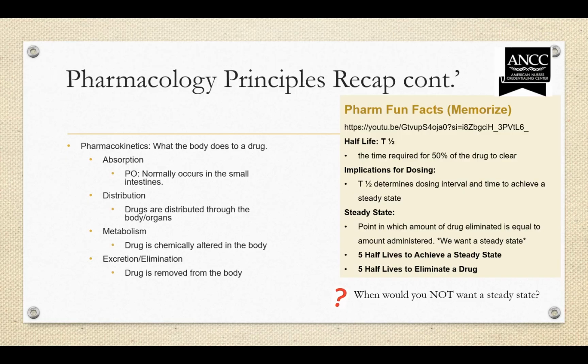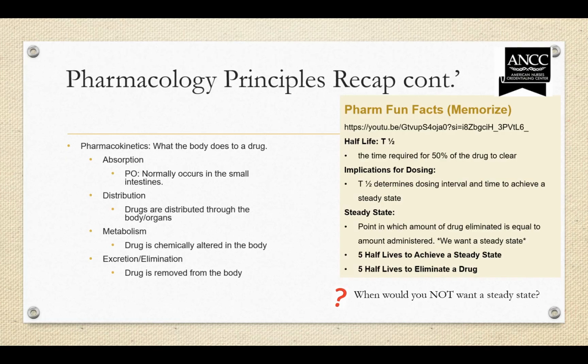You also need to understand and memorize that it takes 5 half-lives to achieve a steady state. And so, what is a steady state? A steady state is when the amount of drug being administered into the body is equal to the amount of the drug being excreted or going out of the body. So in pharmacology, particularly if a person is taking a medication every day, we want to maintain a therapeutic level, right? And in order to achieve that therapeutic level, we need 5 half-lives. Each drug has a different half-life, so you need to know that.